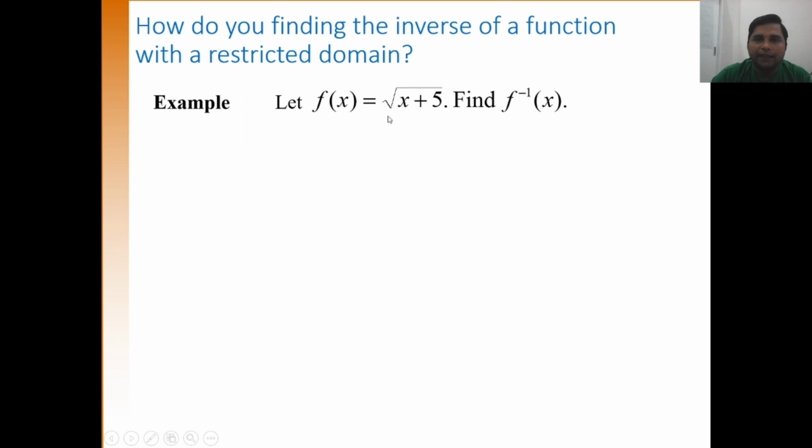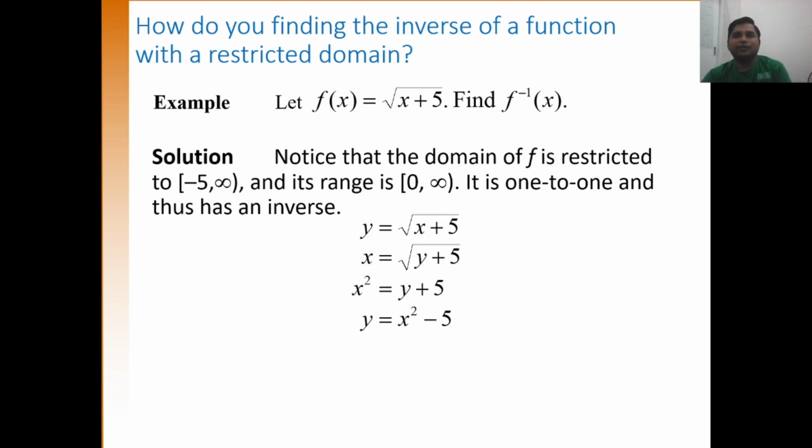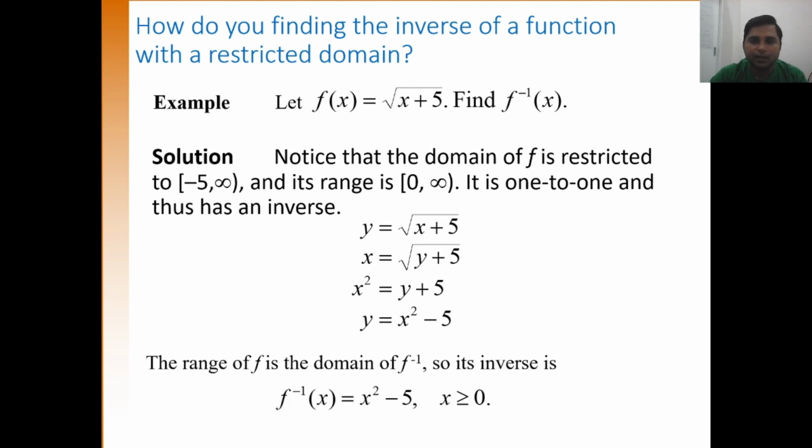So let f(x) equal the square root of x plus 5. Find f inverse of x. We need to find the inverse, so we'll do the same process. Replace f(x) with y, so y equals the square root of x plus 5, and then we interchange x with y and y with x, and we get the answer: f inverse of x is x squared minus 5.